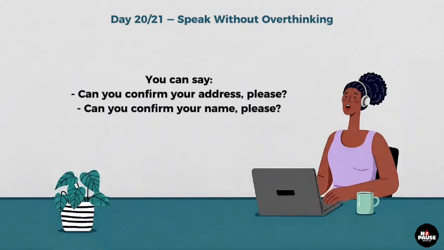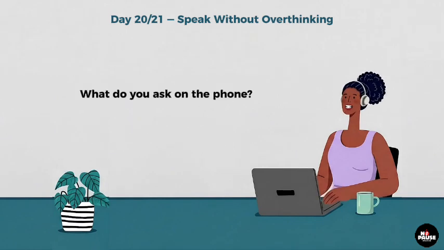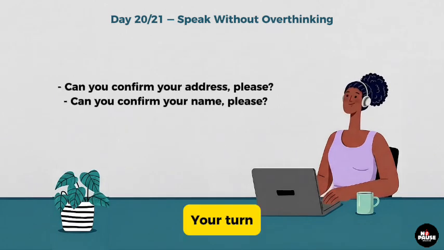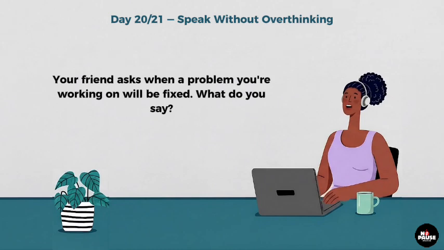You can say, "Can you confirm your address, please?" Or, "Can you confirm your name, please?" Now your turn. What do you ask on the phone? Your friend asks when a problem you're working on will be fixed. What do you say?